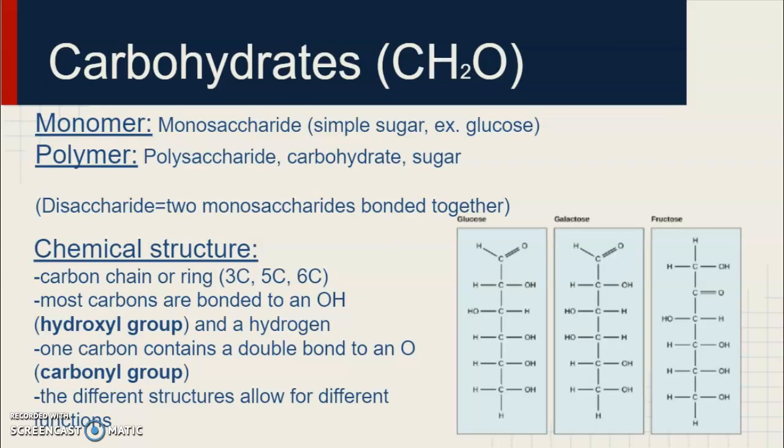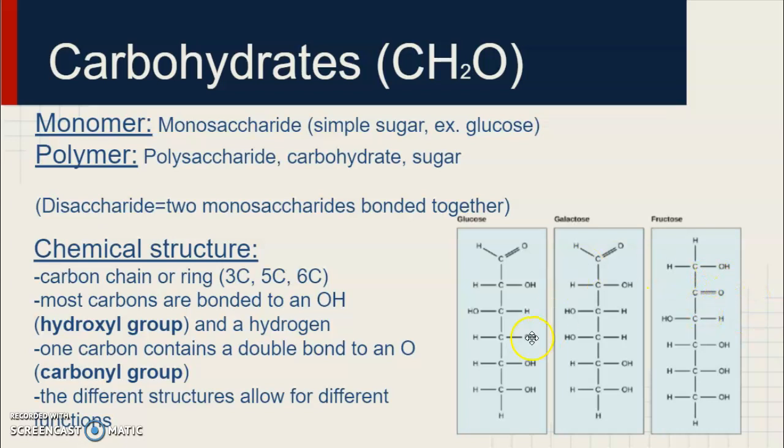Our last category is carbohydrates. The monomer here is a monosaccharide, also called a simple sugar. The polymer is a polysaccharide, or you just hear the word carbohydrate, or just a sugar. The chemical structure can vary, but typically you've got carbon chains or rings, more on that in a second. Most of your carbons have an OH bonded to them somewhere. That's called a hydroxyl group. And one carbon is going to have a double bond to an O somewhere, and that's called a carbonyl group.